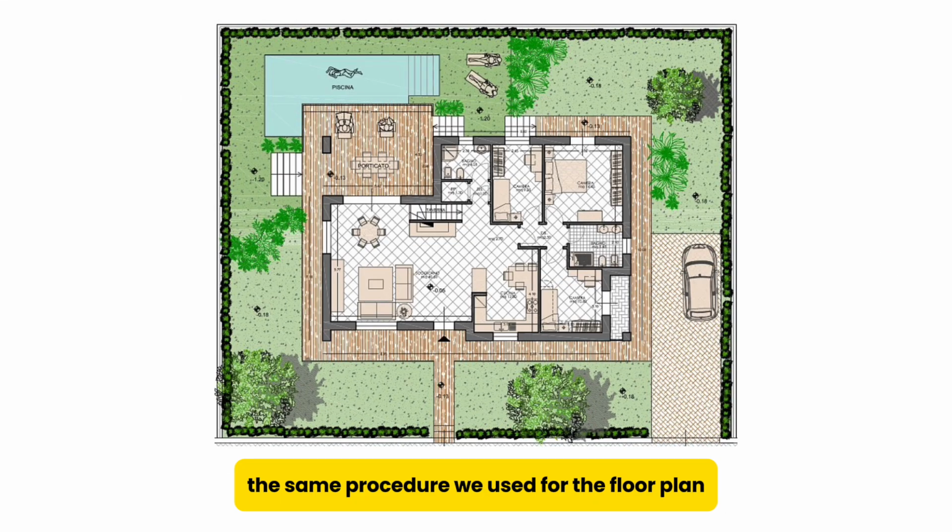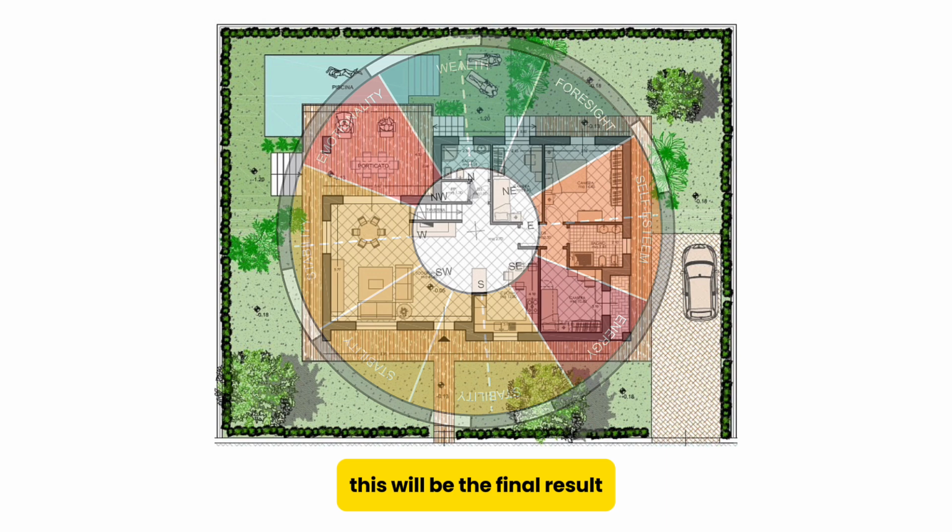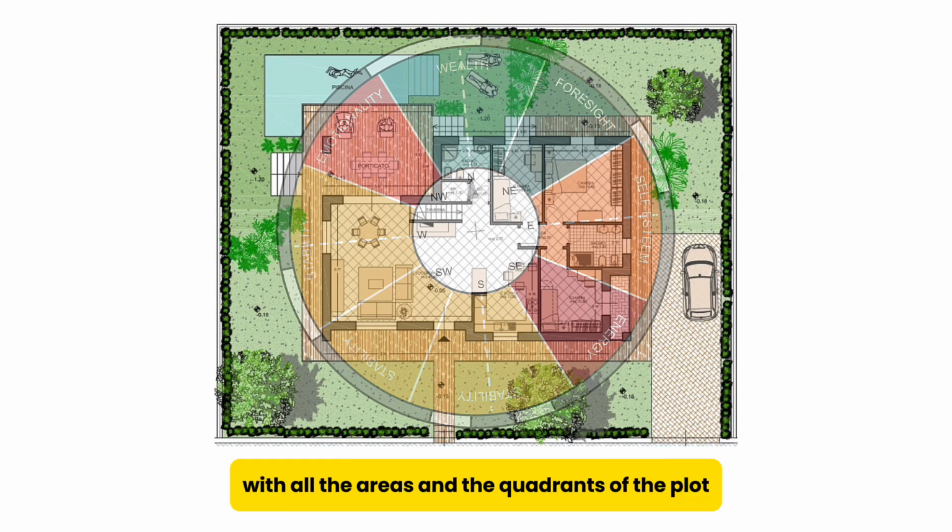The same procedure we use for the floor plan can be done for the plot or the garden. You need the plan with the borders, you need to find out the center and orient it, drawing the north like in this example. This will be the final result with all the areas and the quadrants of the plot or the garden too. So you understand this, you need to define the center of the complete plot of your home. It's not the same center of your home. So you've got to do all the same exercise with the plot.